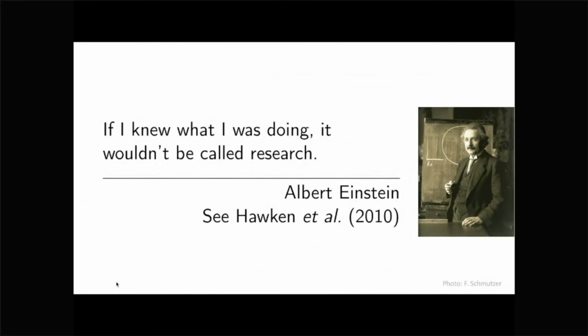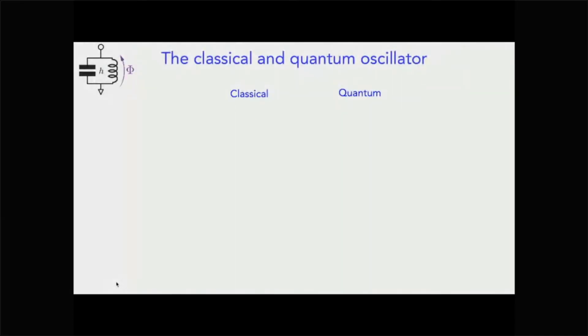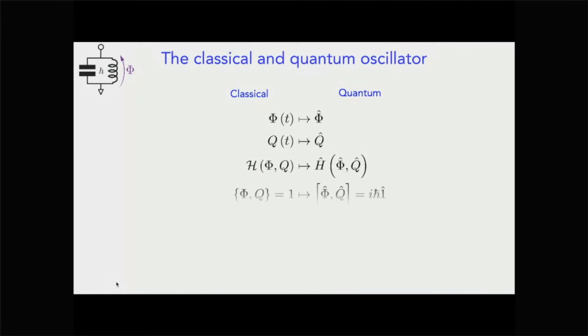I'm reminded of this quote by Albert Einstein, which has often kept me going: "If I knew what I was doing, it wouldn't be called research." And I think that's part of the spirit of research, is being exploratory. And so that brings us to applying Dirac's canonical quantization onto our classical system.